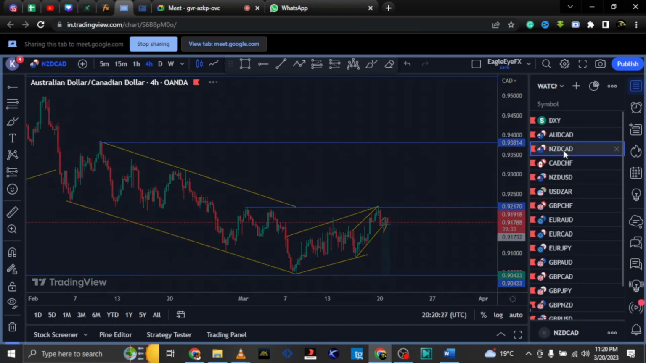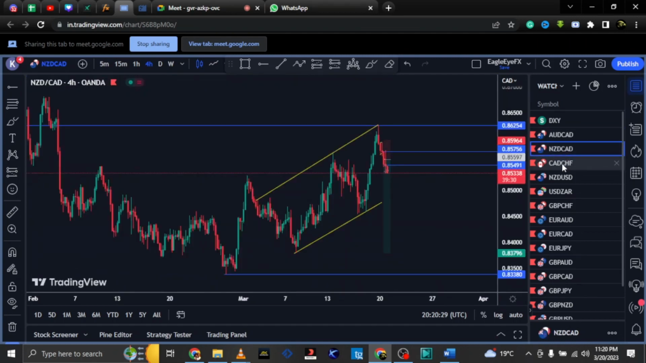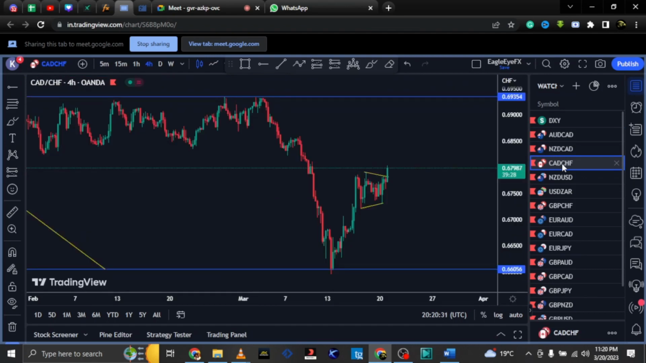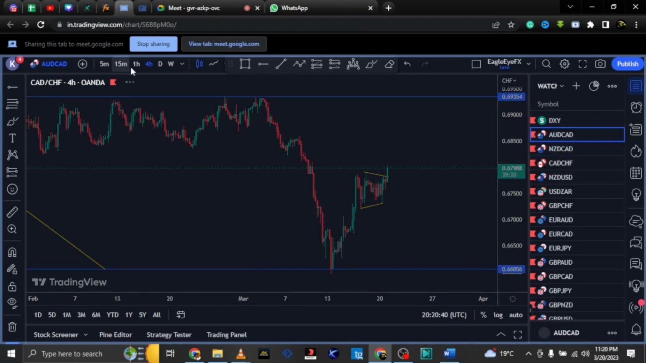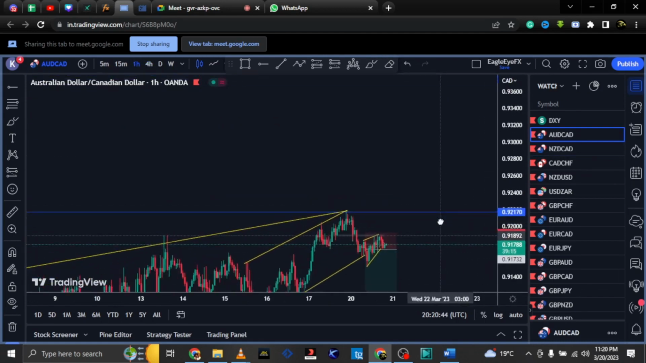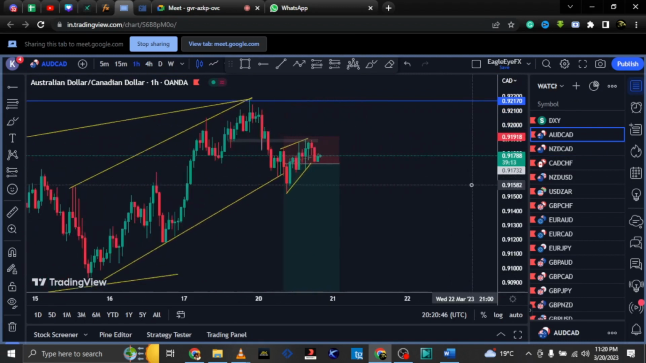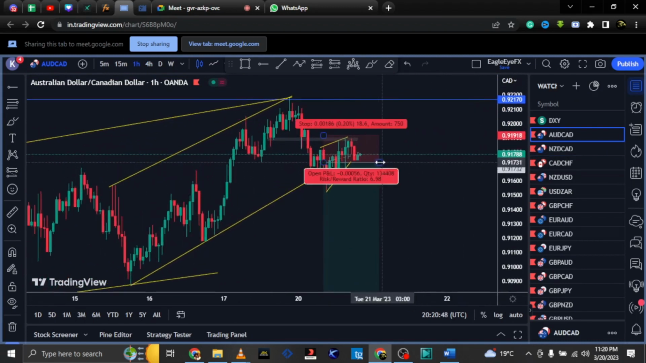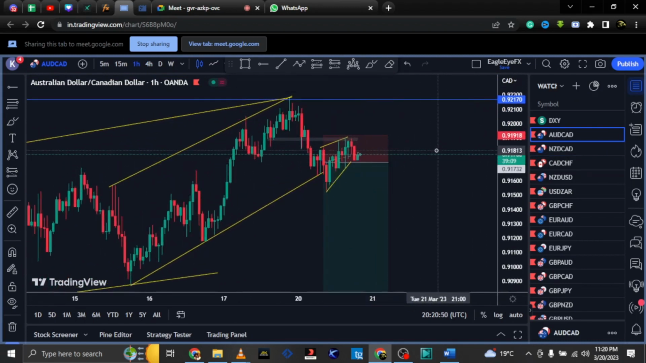AUD/CAD, NZD/CAD, and CAD/CHF. So it means that you see this half CAD. If this one plays sell, then this one is going to play a massive buy. And then we see how this one goes. Once maybe I get a confirmation or anything, I'm sure we can share it on the group. And then if you agree with the setup, then you can flow with it.